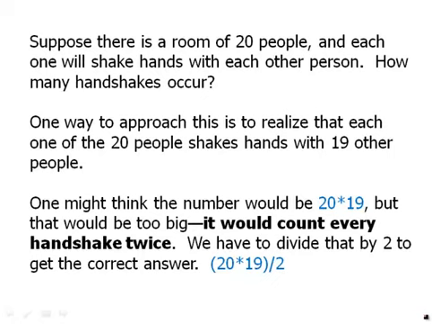So, for example, person A shakes hands with 19 other people. Person B shakes hands with 19 other people. One of A's handshakes is with B, and one of the people B shakes hands with is A. So the handshake of A and B gets counted twice, once as one of A's handshakes and once as one of B's handshakes. So if everything is counted twice, we have to divide by 2. And of course what we get, 20 divided by 2 is 10, 10 times 19 is 190. So 190 handshakes would happen.